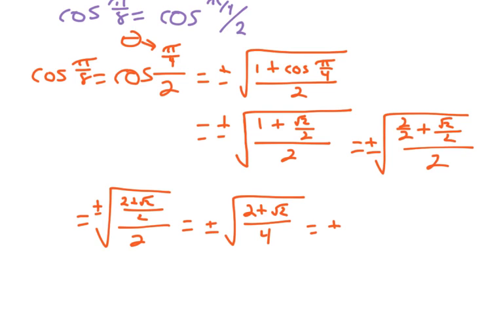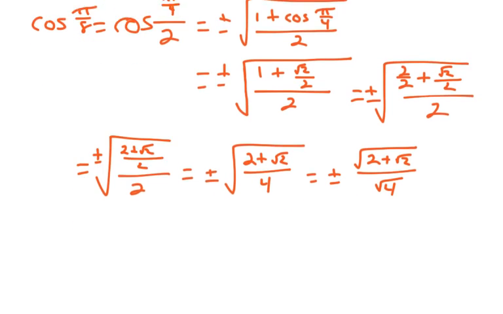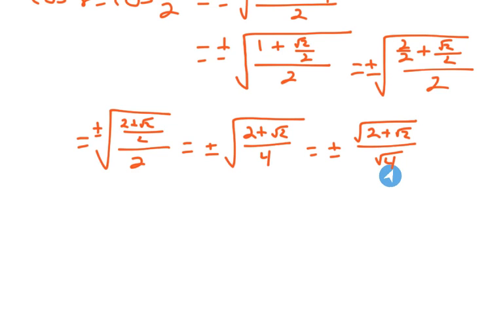Because we can make this plus or minus the square root of 2 plus the square root of 2 over the square root of 4. We can use the quotient property of square roots, or radicals, to split this square root of one big ugly fraction into something a little more manageable. The reason we do that is because the square root of 4 is a great number. We don't want any fractions under the square root, and we don't want any square roots in the denominator. So our answer then is going to be plus or minus the square root of 2 plus the square root of 2, all over the square root of 4, which was 2.